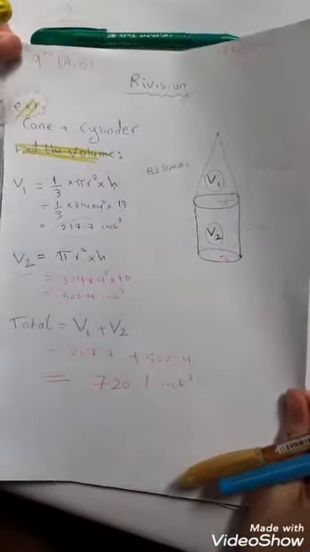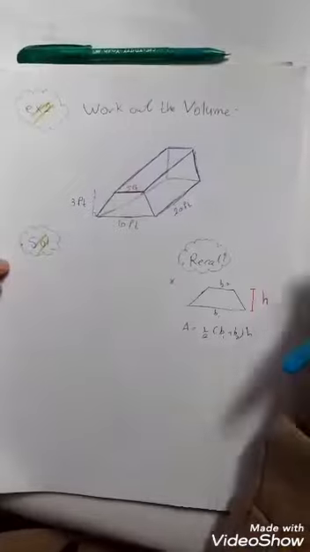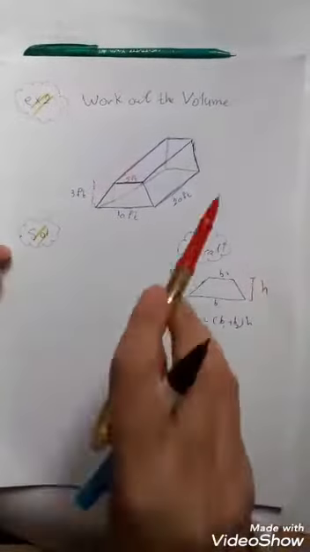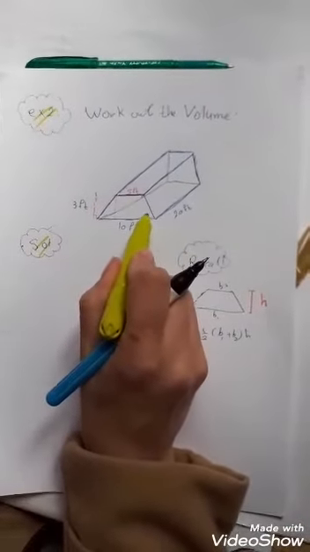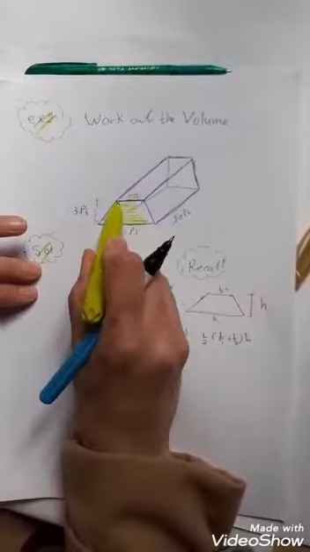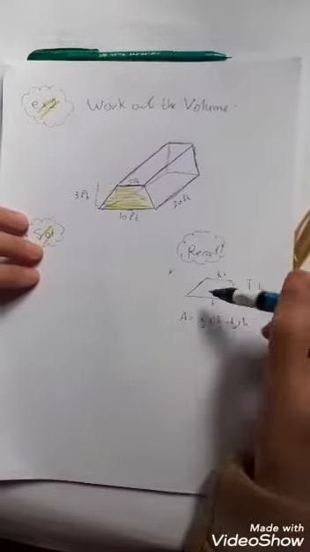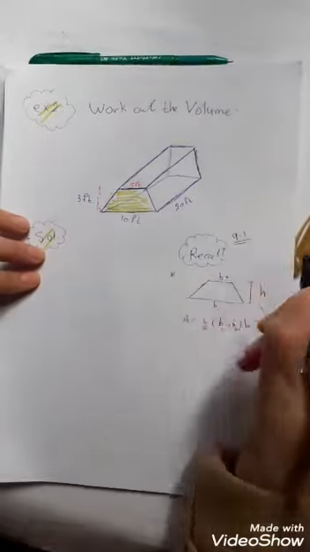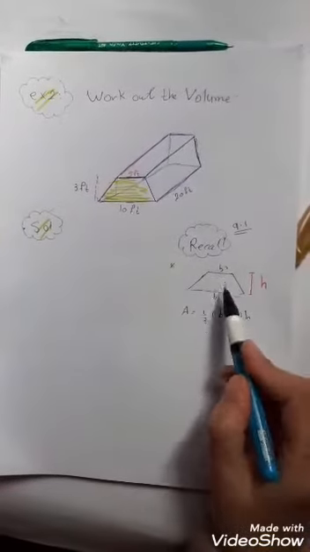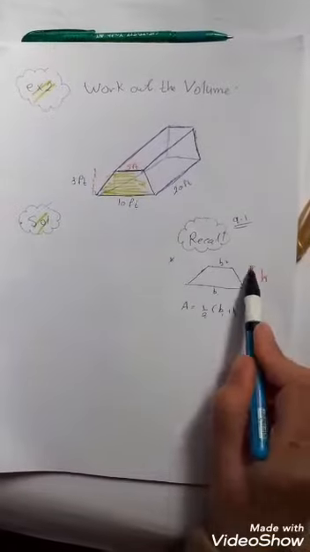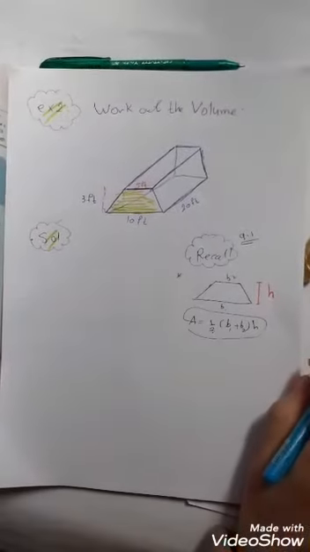Let's take another example. Work out the volume. Look at this 3D shape. I think it's obvious that the cross section, or the base, is a trapezium. Now recall, we took that in 9.1 in this section. How can we find the area of the trapezium? Half times base 1 plus base 2 times the height of the trapezium. So this is how we can find the area of a trapezium.